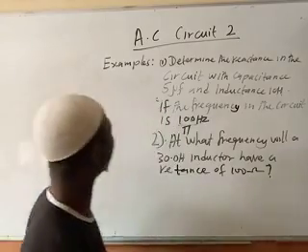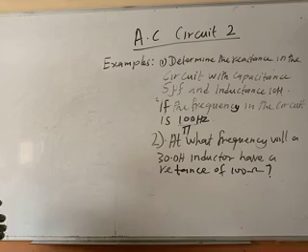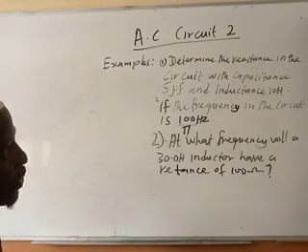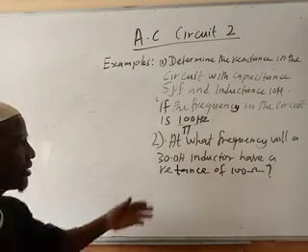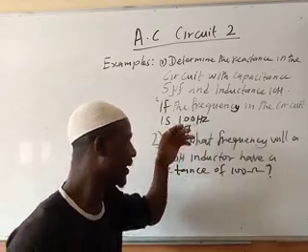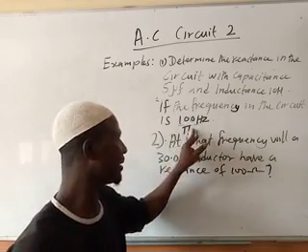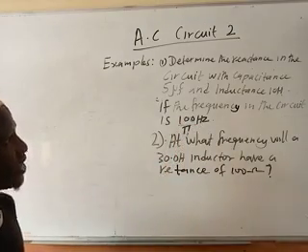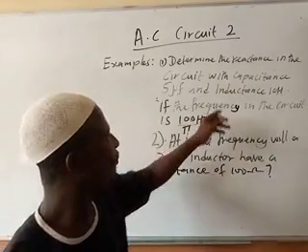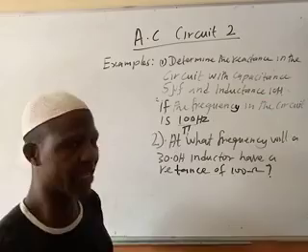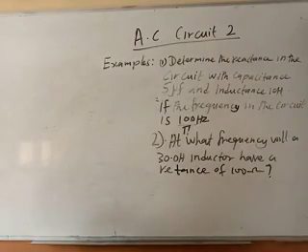Now, question number 1 says, determine the reactance in the circuit with capacitance 5 microfarad and inductance 10 Henry, if the frequency in the circuit is 100 over pi. Now, in that case, the question said determine the reactance. So they did not even specify, because in the question we have capacitor, we have inductor. So in that case, it's talking about the two together. So we cannot say capacitive reactance or inductive reactance. Now let's start and calculate them one after the other.